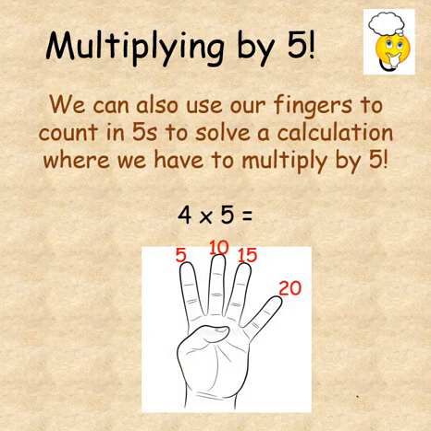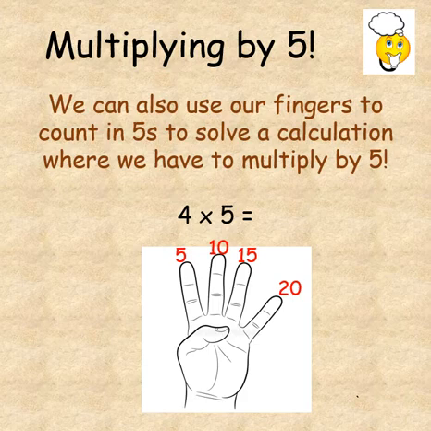Okay, we can also use our fingers to count in 5s to help us solve a calculation where we have to multiply by 5. So this time I've got 4 multiplied by 5. So just like we did yesterday when we were multiplying by 2, we can do the same, but multiply by 5. So the first number is 4, so I'm going to put 4 fingers up. Put 4 of your fingers up. And because we're multiplying by 5, we need to count the 4 fingers in our 5 times table.